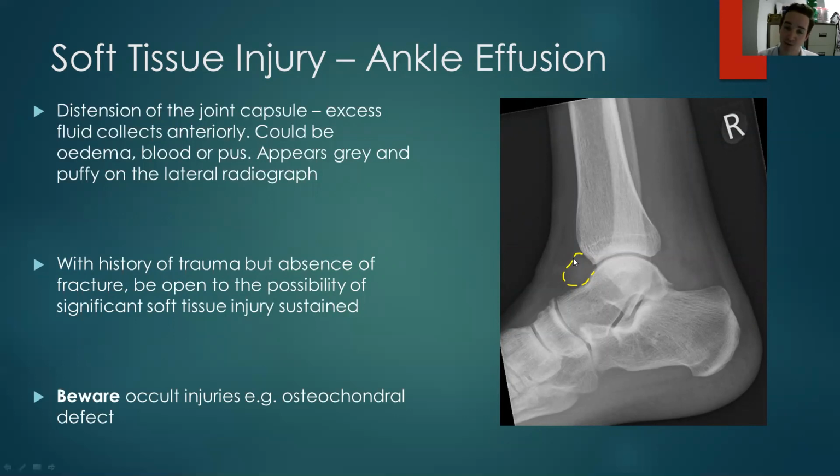Now, on the lateral view here, you can see demarcated by this yellow margin that I've drawn on, that area of grey puffiness at the front. That's your joint effusion on an ankle radiograph. That's where it occurs, and that's what you need to look for on this view.